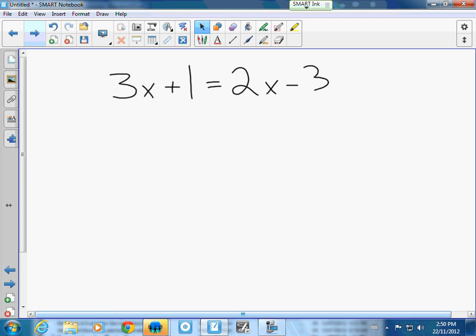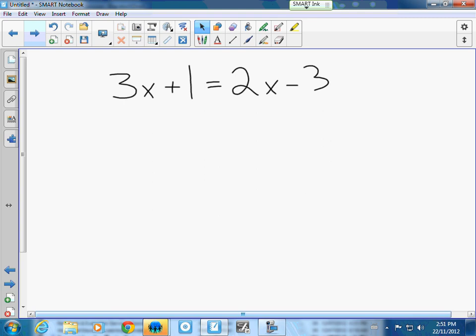Right. Now, x is not by itself, right? It's all over the place. We got a 3x on the left side. We got a 2x on the other. We got a 1 over here. We got a negative 3 over there. Well, the interesting thing about algebra is you can move stuff around all you want as long as you follow the rules, which means if you do something to one side, you do it to the other.